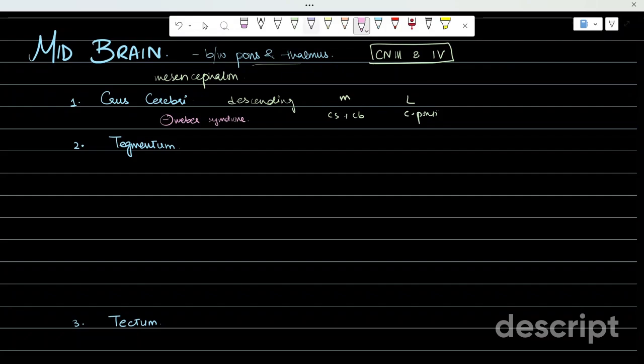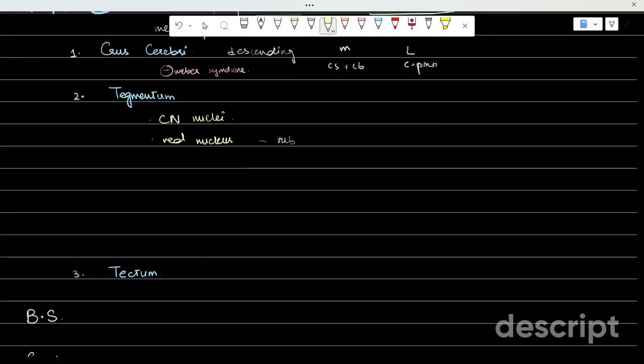The tegmentum consists of the cranial nerve nuclei, which are for cranial nerve 3 and 4, as I just mentioned. It also has the red nucleus, which is associated with the rubrocerebellar pathway and motor coordination. So this gives us a rubrospinal tract and is also coordinating with the cerebellum. It also has substantia nigra, which is again a part of basal ganglia. So substantia nigra is a dopaminergic pathway we discussed in the previous video, as well as basal ganglia.